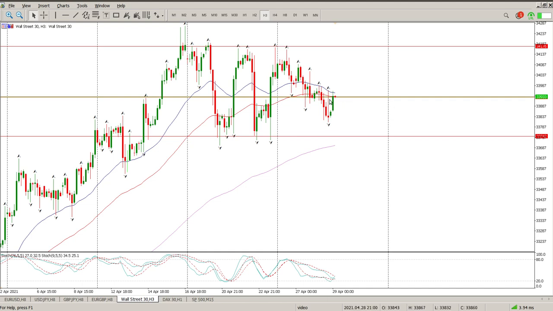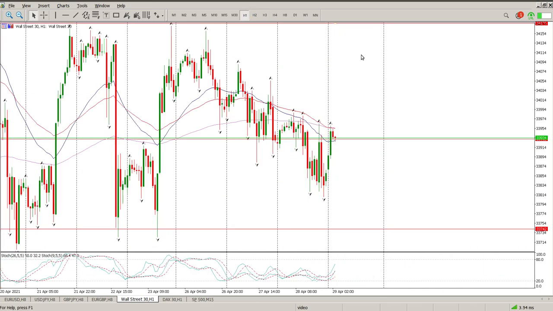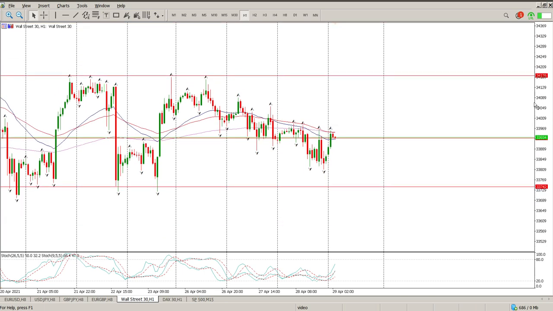The problem that we'll have is that we broke through this level. We rejected it here with a massive pin bar. And we're back on to testing it, and that level coincides with being below the moving averages. If you look at the 1 hour, we have a fairly strong crossover of the moving averages. So when you look at this at the moment, we should still really be concerned.